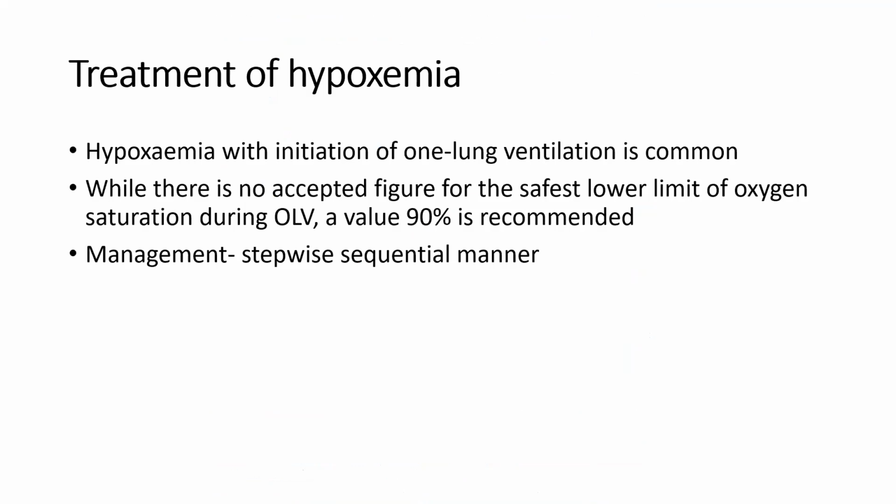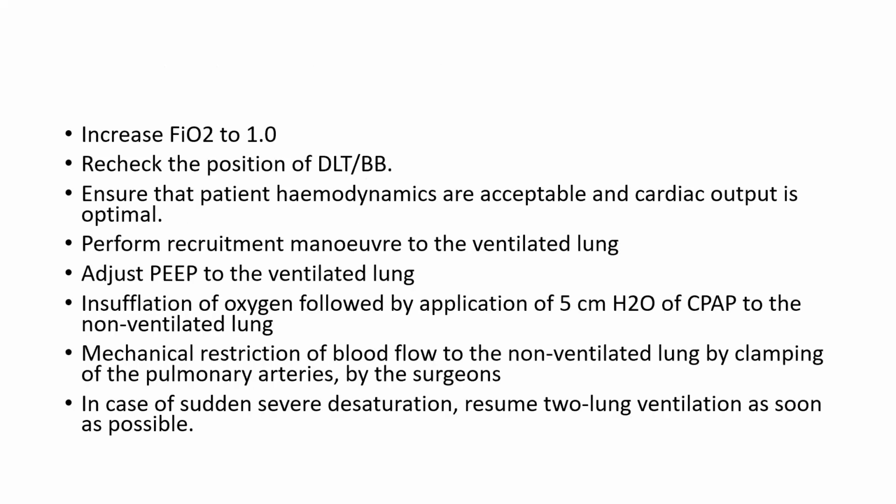Okay, so it is common and stepwise management is actually recommended. So how do we do it? Initial treatment of hypoxemia is to increase the FiO2 to 1.0. At the same time, we have to check the cause of the hypoxemia. Most importantly, we have to ensure that the position of our double lumen tube or our device is actually correct. Most of the time, it will require a fiber optic bronchoscope to recheck the position.